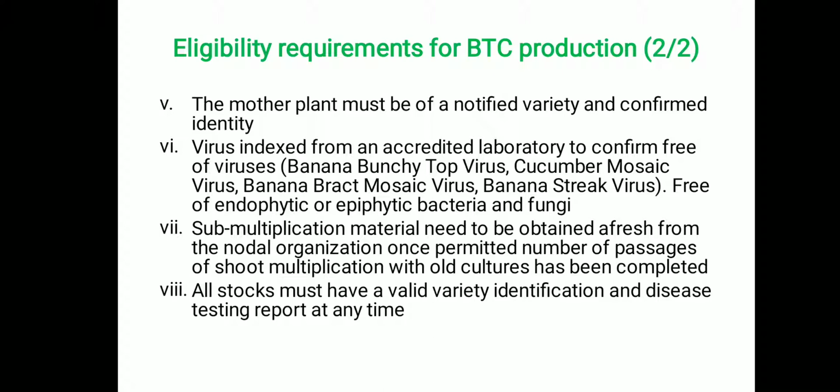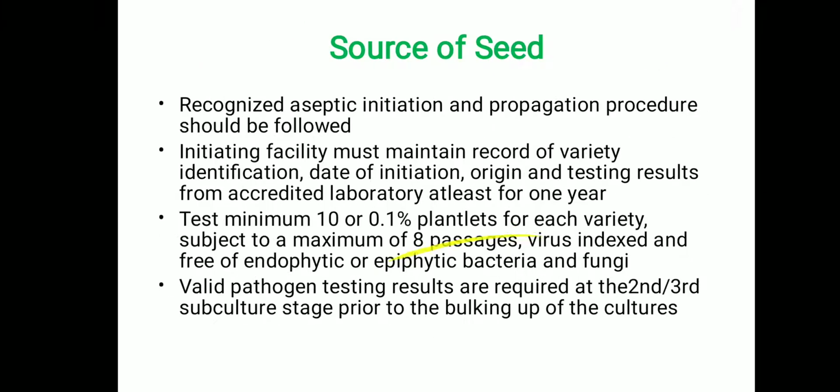Subculture or submultiplication materials need to be obtained from a fresh medium of the nodal origin, and only once the permitted number of passages of shoot multiplication with old culture has been completed. All the stocks must have a valid varietal identification and a disease testing report at any time, and these have to be kept for at least 1 year.